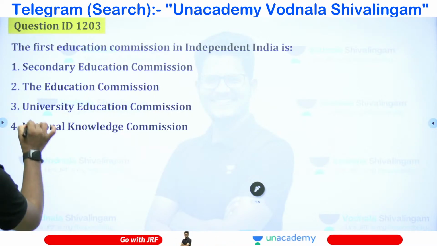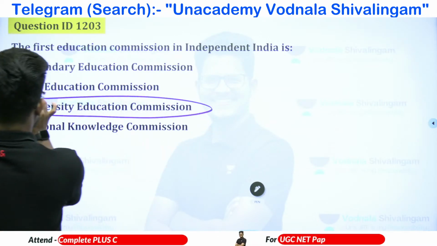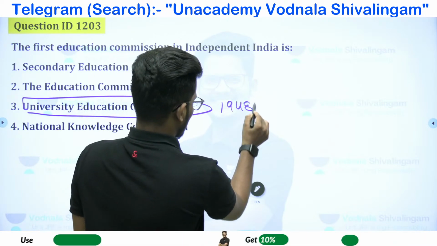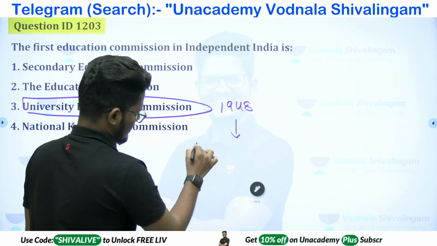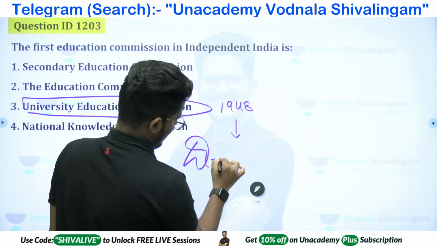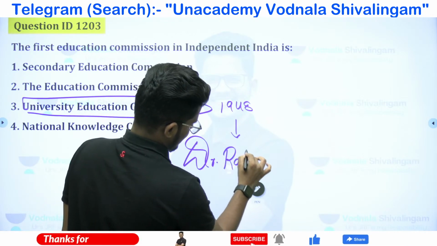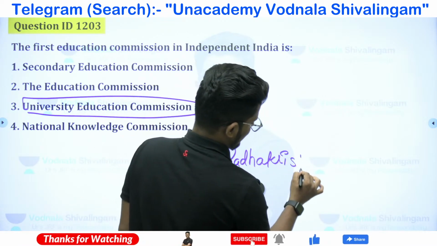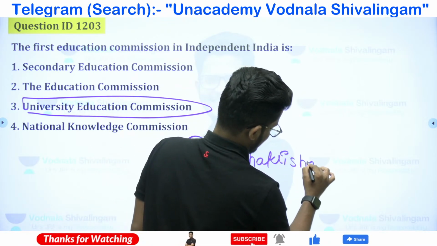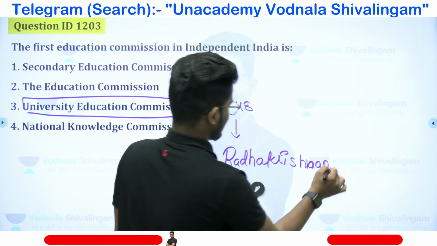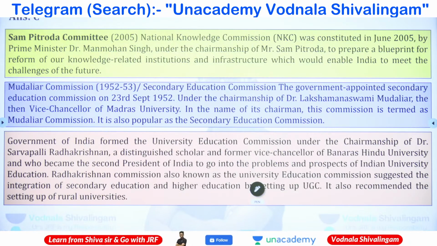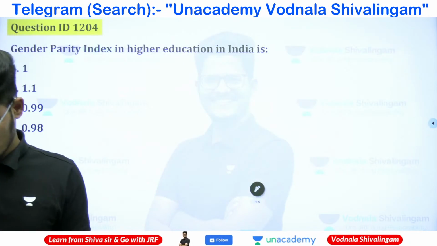So option C is the correct answer. University Education Commission, in the year 1948, and this commission's chairman is Dr. S. Radhakrishnan. He is the chairman for this first post-independence education commission, which covers almost all areas, but university education is given more importance in this. 1948.